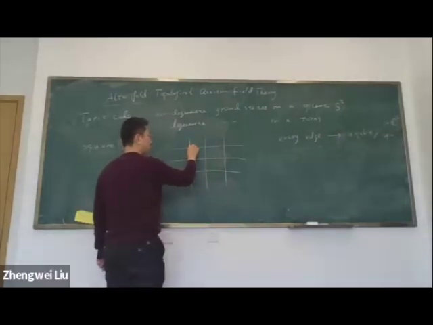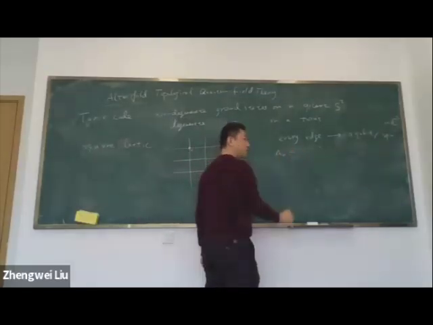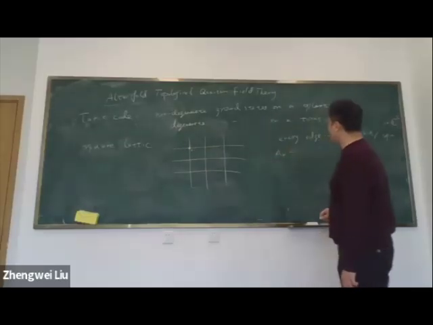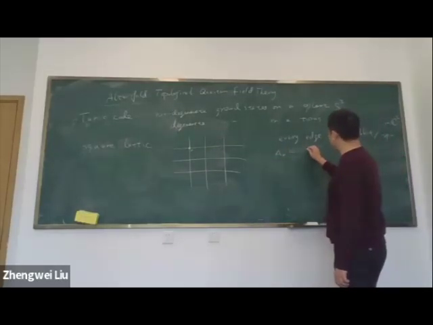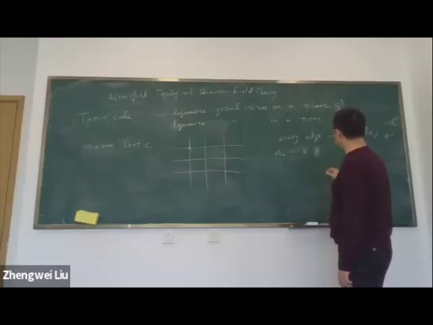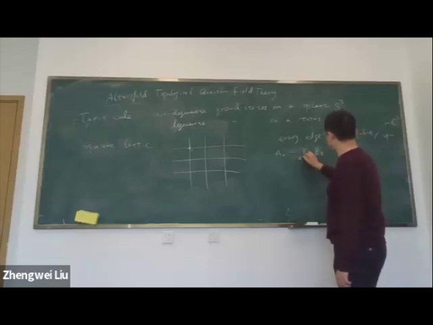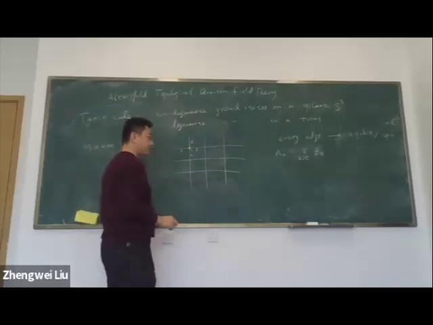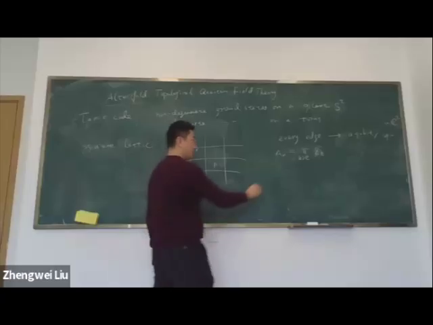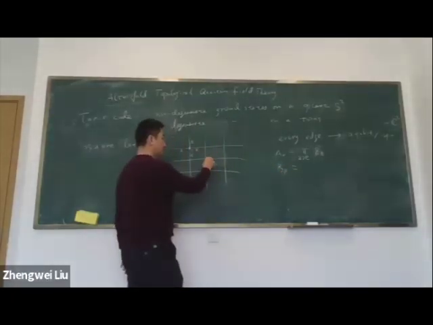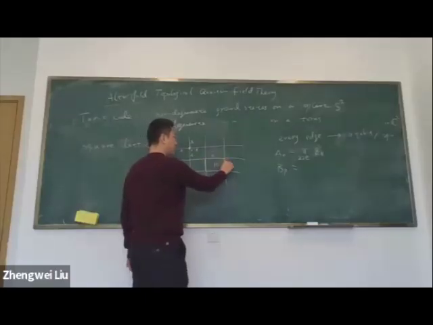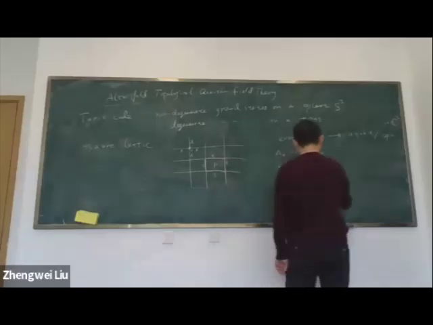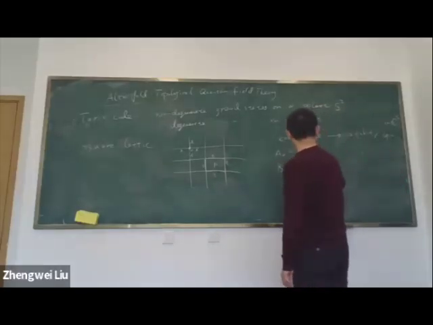Then for each vertex v, we introduce an operator for local interactions of the four spins, given by the product of Pauli X acting on the four spins: X, X, X, X. And for each plaquette, we introduce a local plaquette interaction given by the four Pauli Z. Sorry, this is Pauli X and this is Pauli Z.